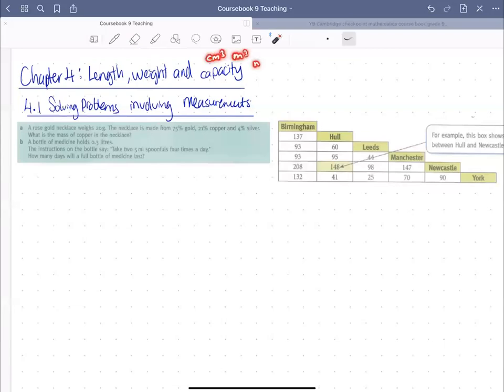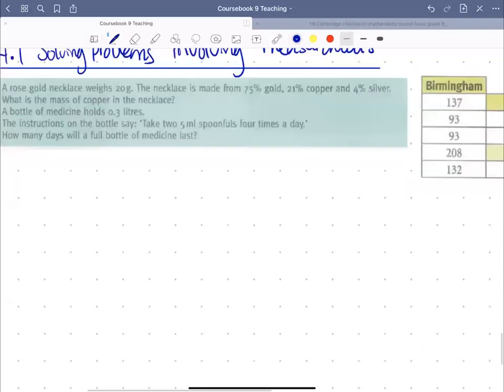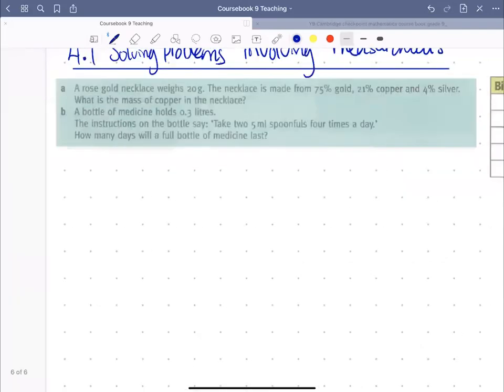So first we're going to look at 4.1, how do we solve problems that involve measurement? So it says here a rose gold necklace weighs 20 grams. The necklace is made from 75% gold, 21% copper, and 4% silver. So that should add up to 100%. So what is the mass of copper in this necklace? So in this gold necklace, it weighs 20 grams. So we are looking for the copper.